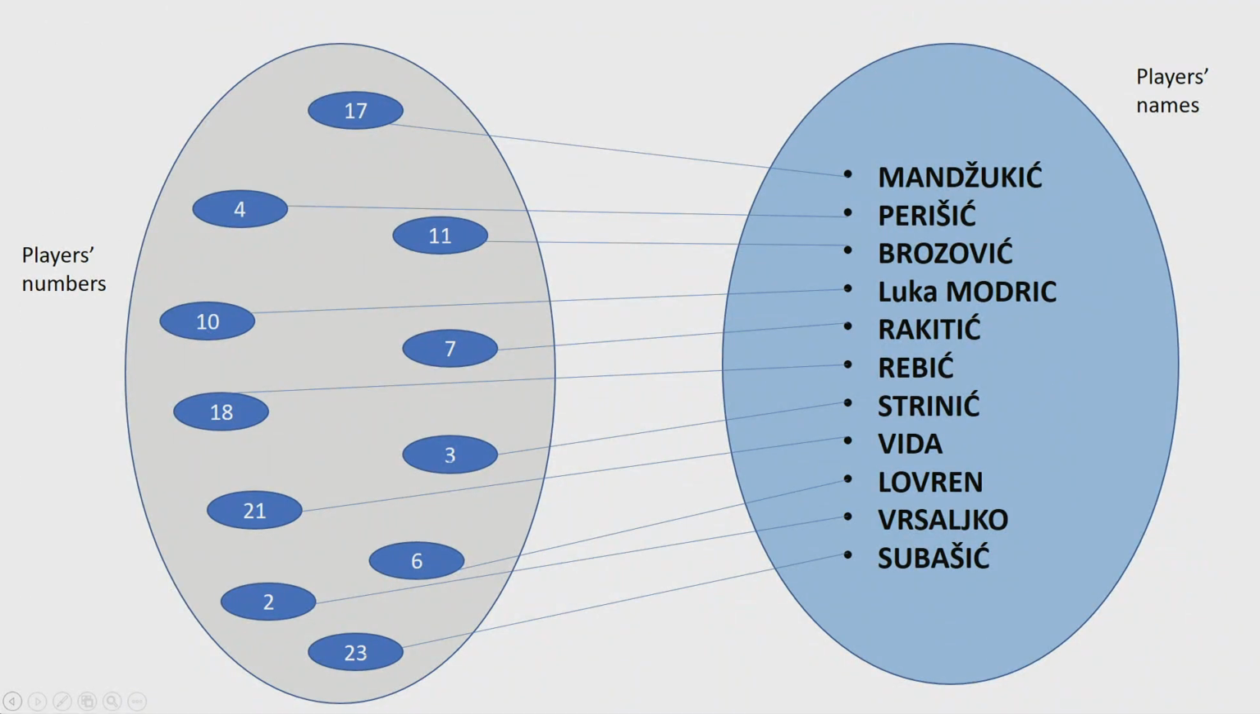Let us look next at the mapping of the blue team numbers to the blue team players' names. In this case, exactly one member is assigned to each member in the set of numbers, and this mapping is a function.